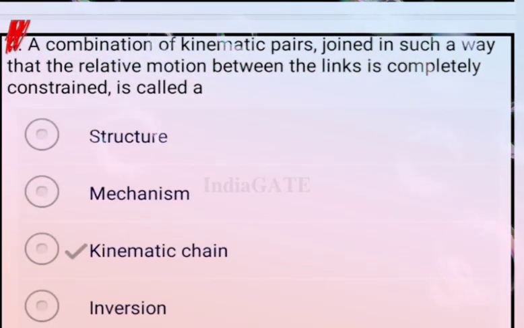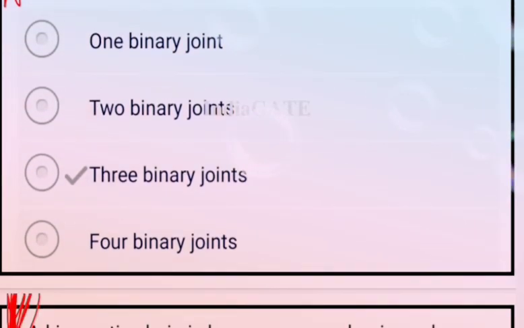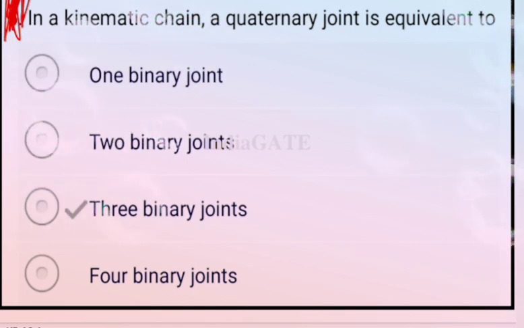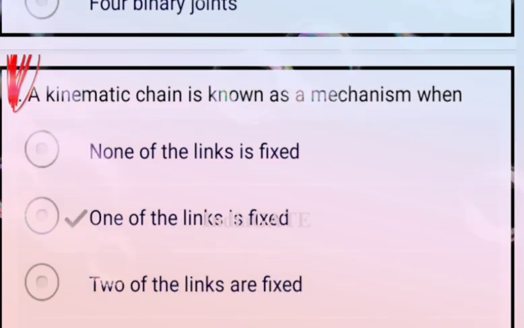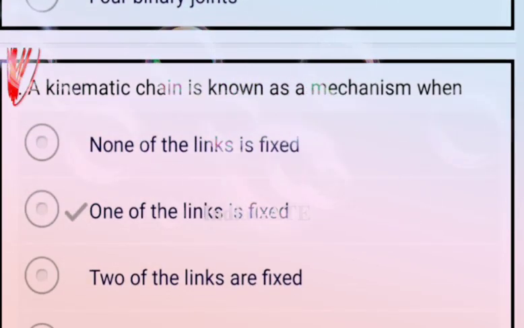A combination of kinematic pairs joined in such a way that the relative motion between the links is completely constrained is called a kinematic chain. Okay, now come to the next question. In a kinematic chain, a ternary joint is equal to 3 binary joints. So option C is your correct answer. Now come to the next question. A kinematic chain is also known as a mechanism when one of the links is fixed. So option B is your correct answer.